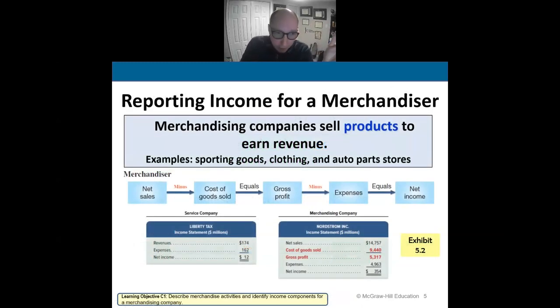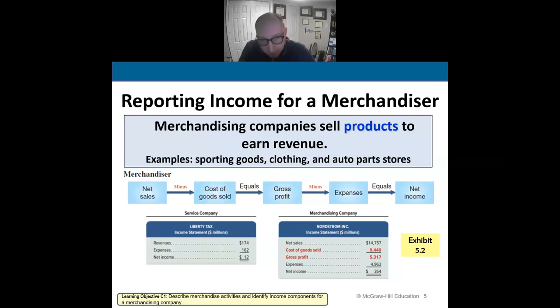A retailer, let's say Macy's or Nordstrom or one of your favorite retailers. I don't know, is Nordstrom still in business? I don't even think they are. Okay, so Macy's, one of the remaining few.